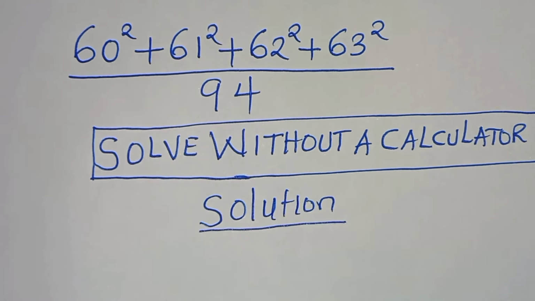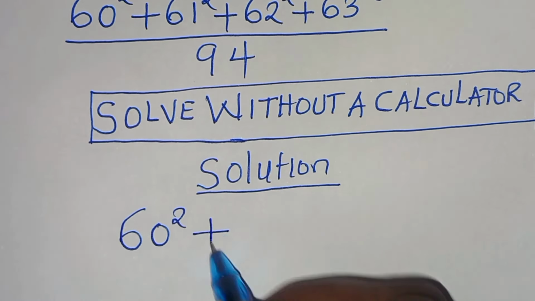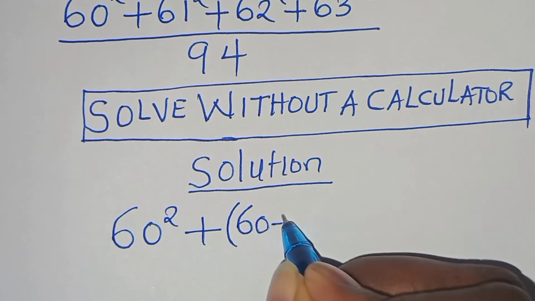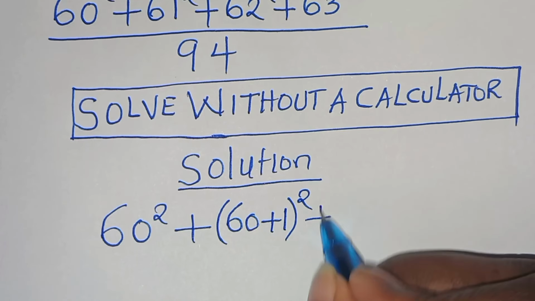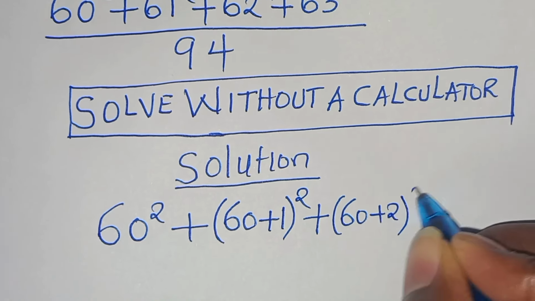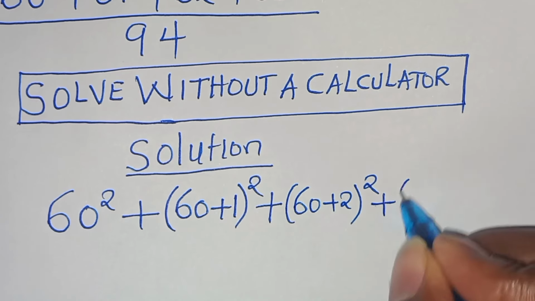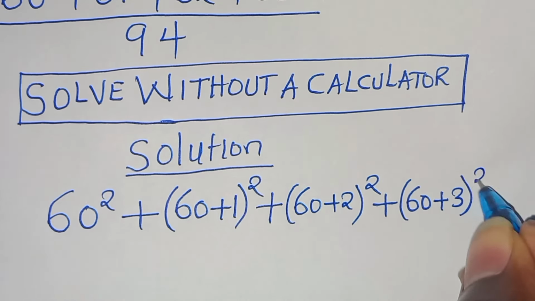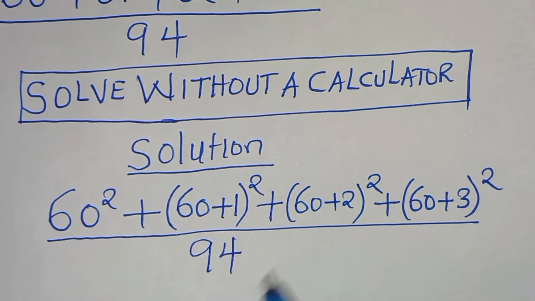Now, we have 60 squared plus 61 squared. We can express 61 as (60 plus 1) raised to the power of 2. Then we can express 62 as (60 plus 2) raised to the power of 2. And then lastly plus 63, which we can express as (60 plus 3) raised to the power of 2. Then everything here divided by 94.